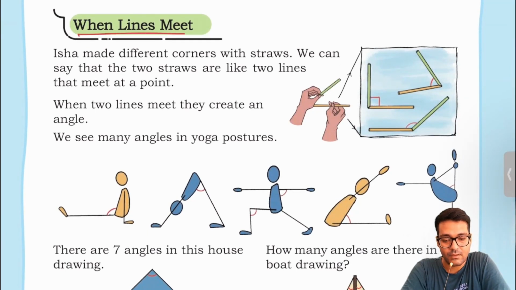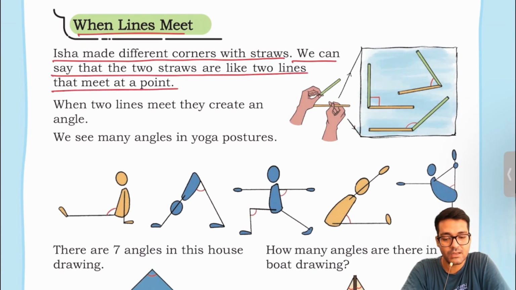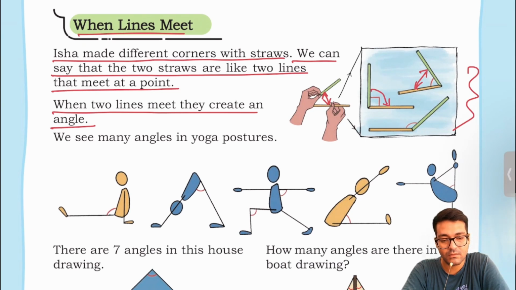When lines meet, Isa made different corners with straws. We can say that the two straws are like two lines that meet at a point. You can see it here. When two lines meet, they create an angle. You can see different angles here. We see many angles in yoga postures. You can see angle here, here, here and here too.